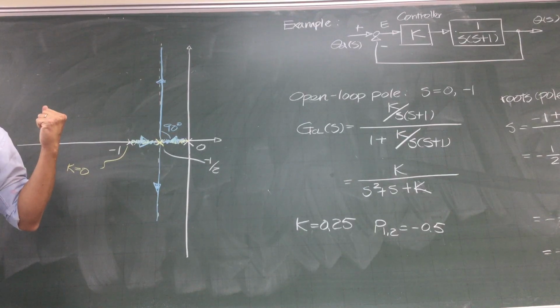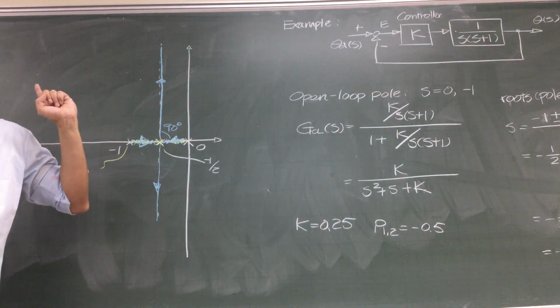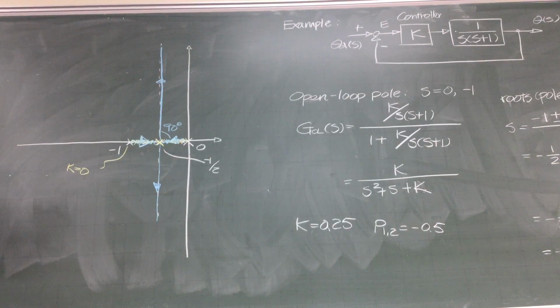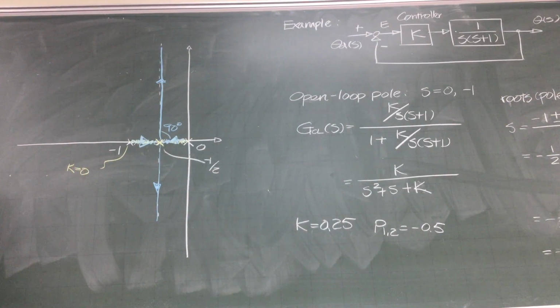Positive 180 divided by the number of poles. That is one of the formulas you need to remember. If you have 3 poles, the angle is going to be 60, 180 minus 60. We're going to talk about that later. We always divide 180 degrees by the number of poles. If you have 4, then it's going to be 45, 135, 225, and negative 45. Okay? Any questions so far?